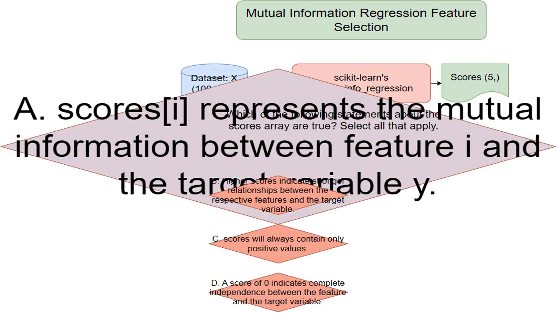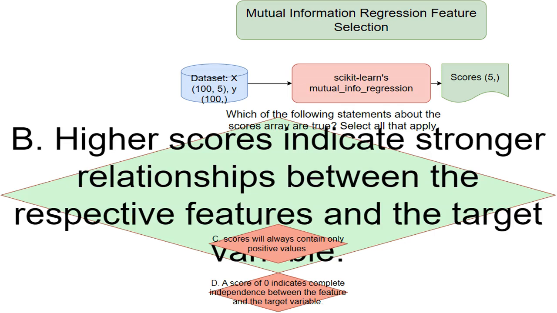For example, `scores[0]` tells me the relationship between the first feature and the target. The higher the score, the stronger the relationship between a feature and the target variable. A high score suggests that the feature is a valuable predictor of the outcome.